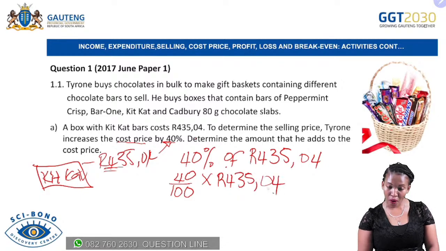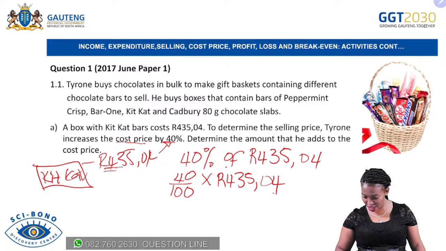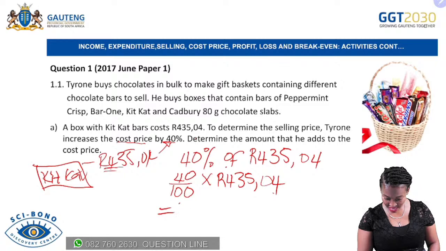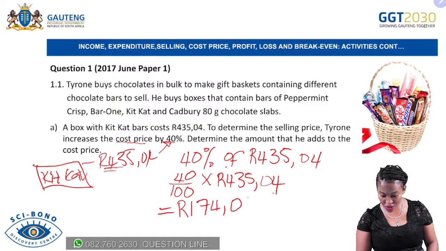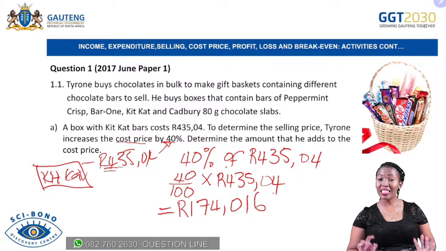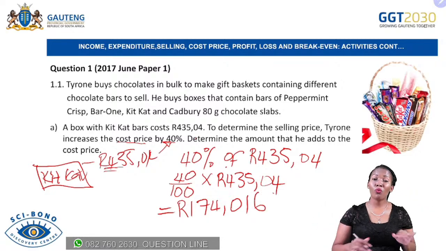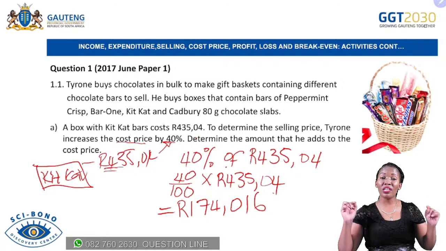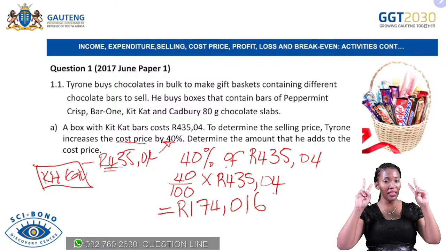435 rand and 4 cents. I'm going to punch this on my calculator. I'm expecting you guys to do the same. It is 435 and 4 cents. And the answer that I'm getting is 174.016. But girls and boys, we all know that when you are working with money, it must always be rounded off to 2 decimal places.